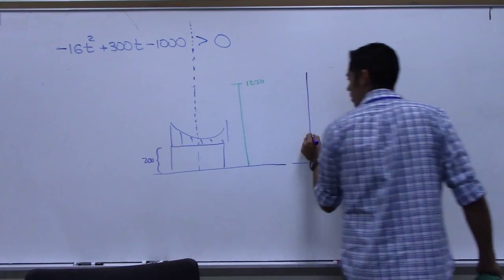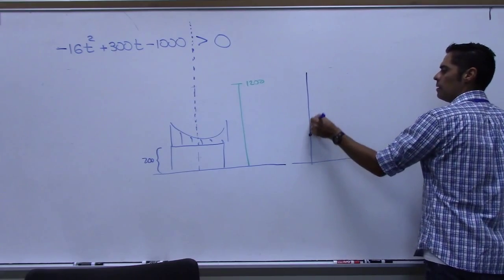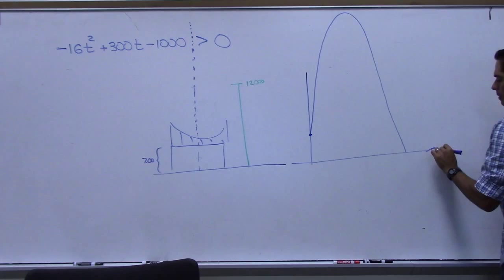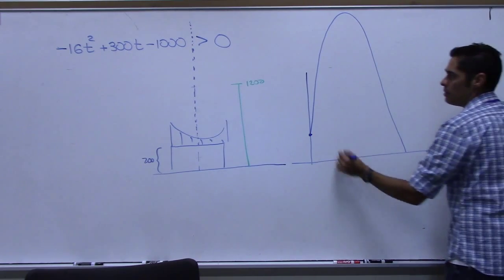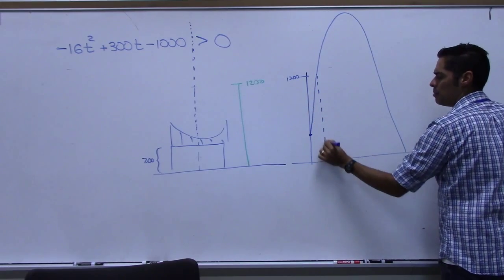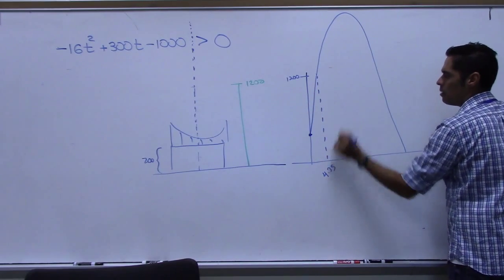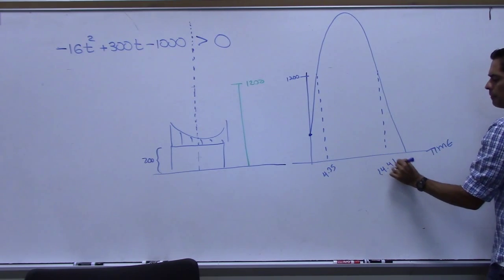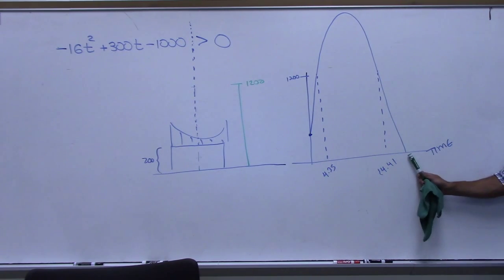The original parabola would look like this, go like that. If this were time, and let's say 1,200 feet was here, then this would be 4.35, whatever it was, and over here would be 14.41. And then the x-intercept would be somewhere else.